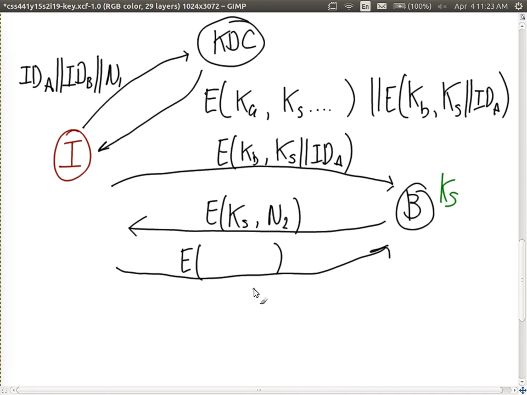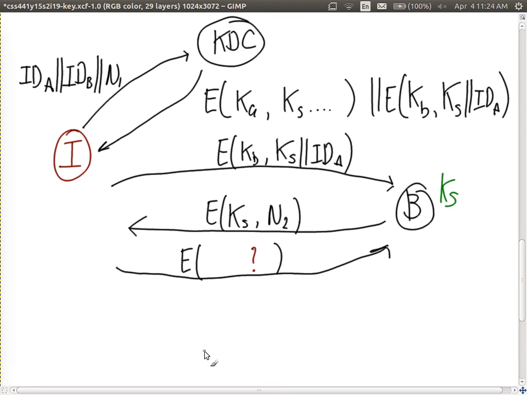So that's the role of the nonce here. The imposter doesn't know N2. They cannot send back message 5, and B will then disregard this KS. It never gets message 5 back, or it gets it wrong, and therefore realizes something's gone wrong. So the problem here is that the imposter doesn't know N2. They don't know what to encrypt.